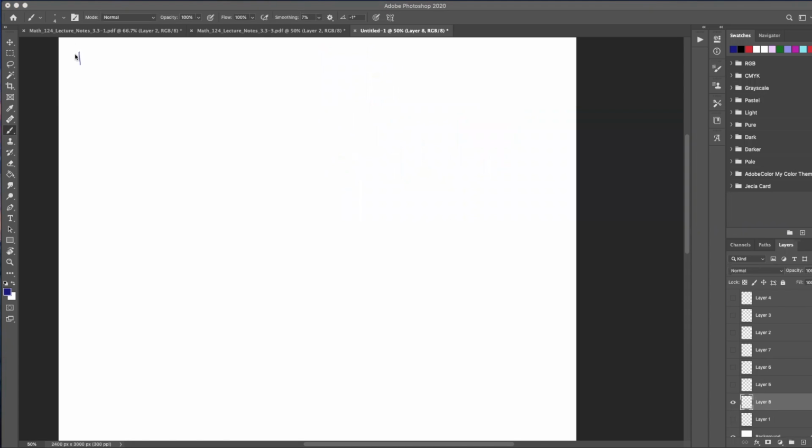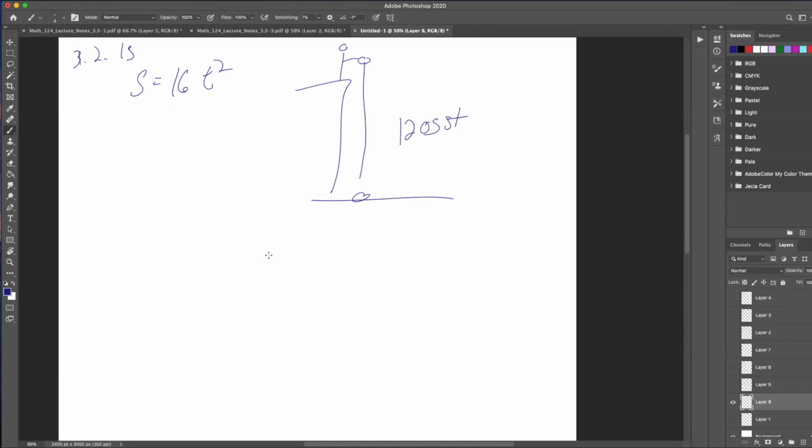Okay, so here we have 3.2.15. And so this is the formula. S is equal to 16t squared is the distance of an object in free fall. And I'm dropping a ball, say from a height of, in this case, 205 feet. Your feet will be different than my feet. So if some person is dropping a ball, how long does it take to hit the ground?